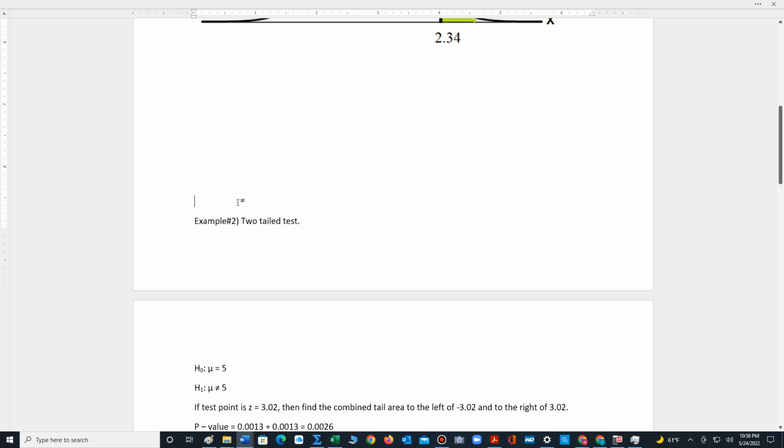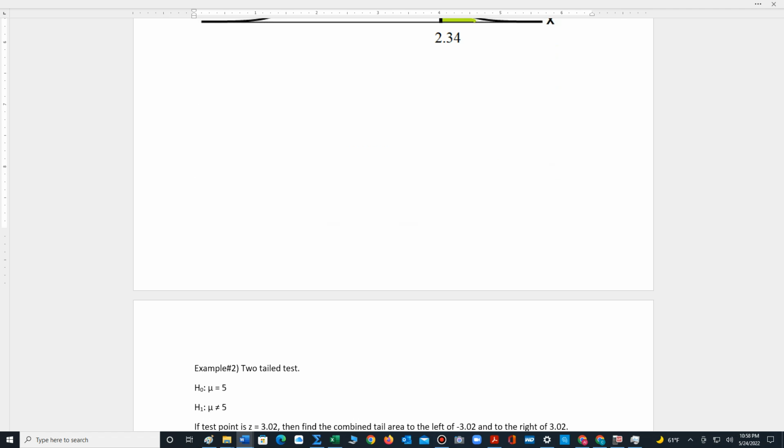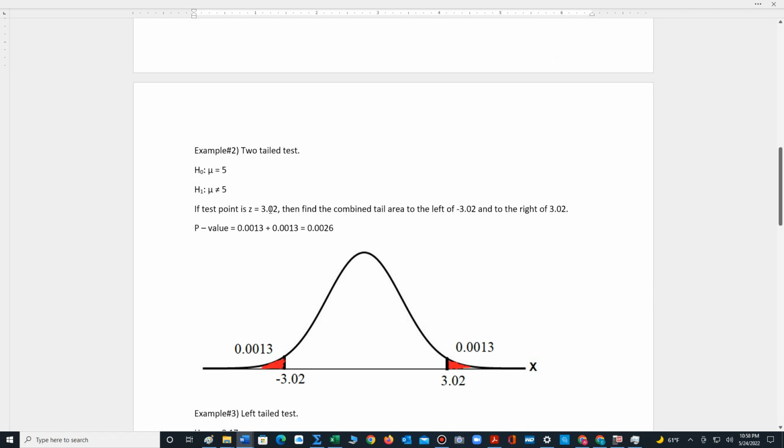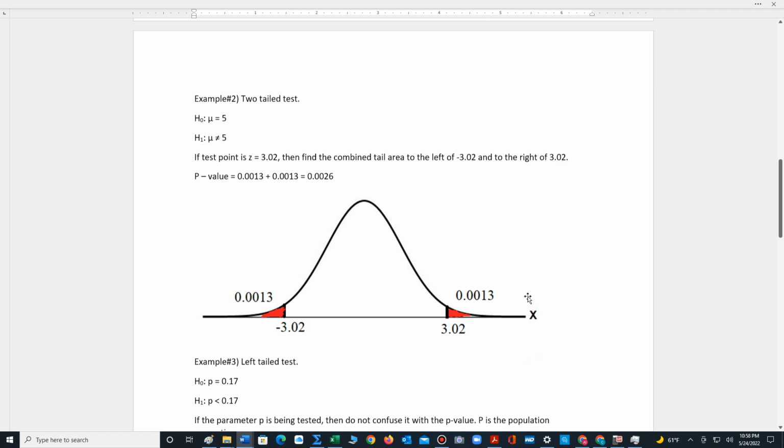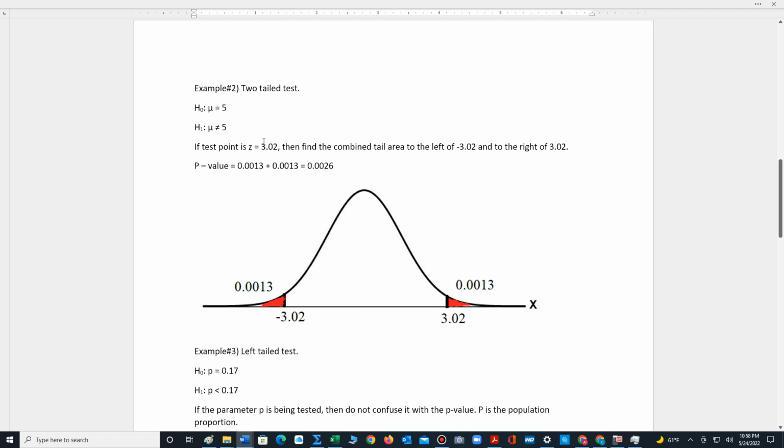Now, if we have a two-tailed test, let's assume that we have a two-tailed test. In that situation, let's say we have H0 is mu equal to 5 and H sub 1 is mu not equal to 5. So if we look at H sub 1, when we see the not equal to symbol, that indicates we have a two-tailed test. Let's also assume that the test point is 3.02.